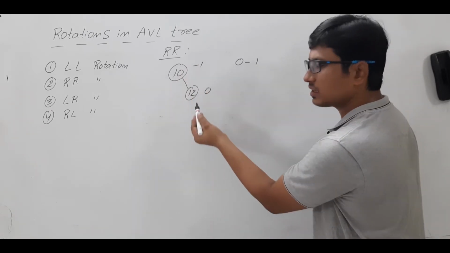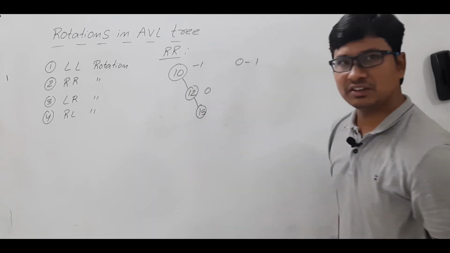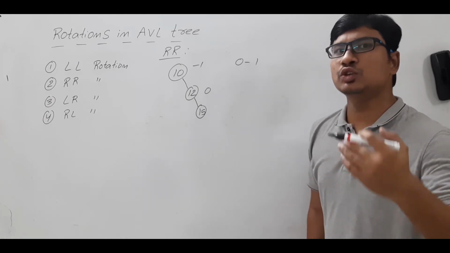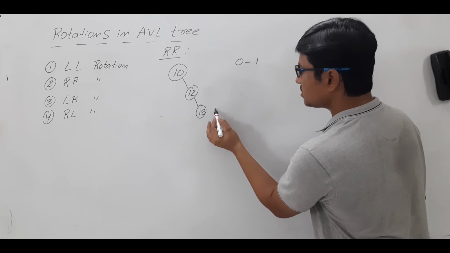Okay, now you want to insert 15. So 15 is greater than 10, greater than 12. Now you will insert it. After inserting 15, again you need to compute the balancing factor of each node in the AVL tree. Now you look at, what is the balancing factor of this one?